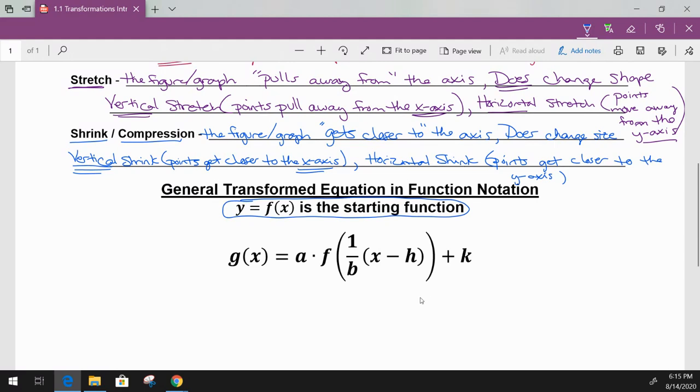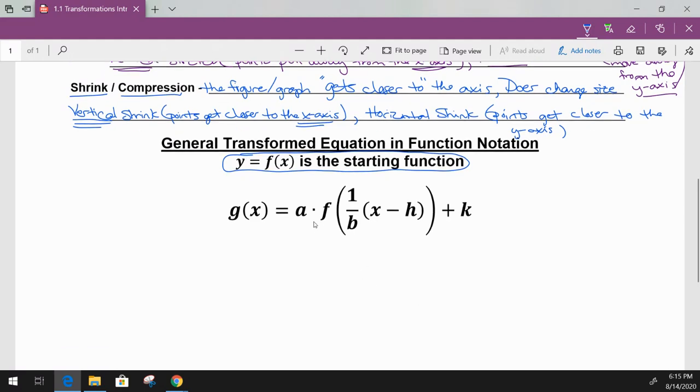But the general function notation looks similar to this. So if we have an a value, we're going to talk about a first. So a is the number that's being multiplied in front of or multiplied to the function. Most of the time it's in front of. So if you look at the starting function, there's nothing in front.